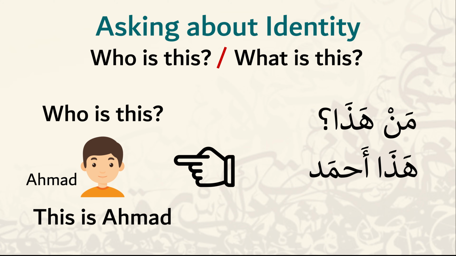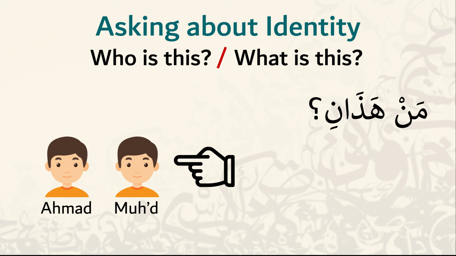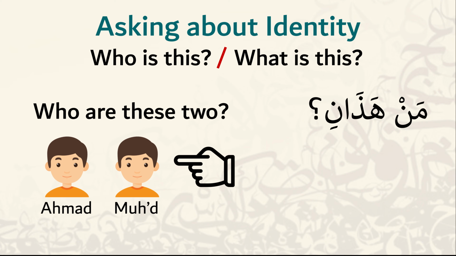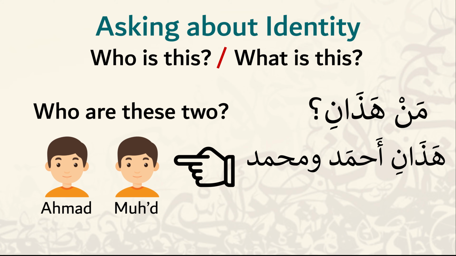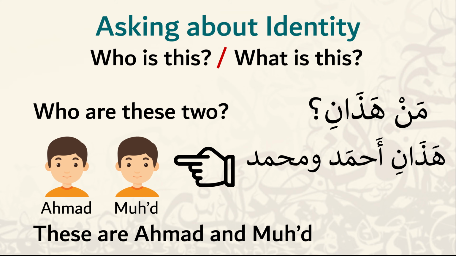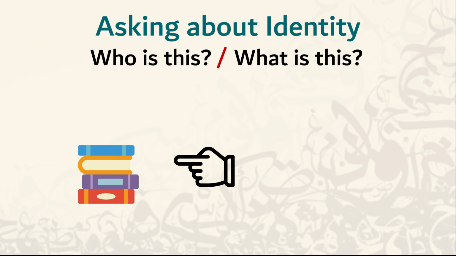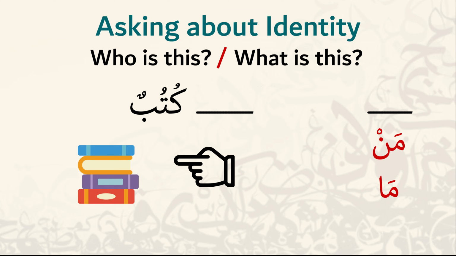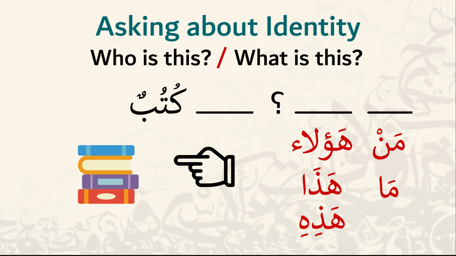Let's check this example. من هذان? Who are these 2? هذان أحمد ومحمد. These are Ahmed and Muhammad. Let me ask you this question to see whether you're concentrating. Here we have some books. In Arabic, books means kutub. So which interrogative noun will you use, من or ما, and which pointing noun is correct? You have a few seconds to answer.